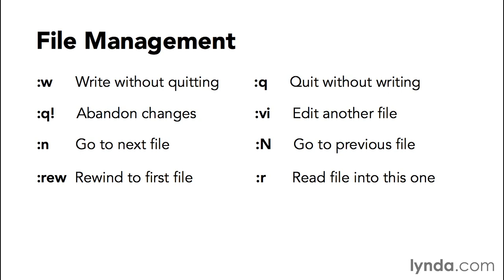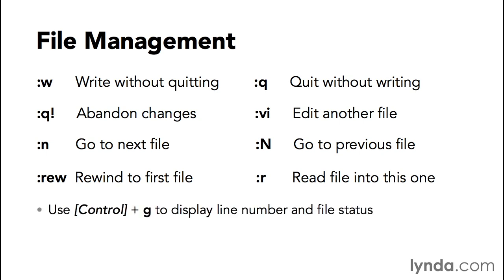Finally, I'll mention the :r command. This one's different from the rest in that it reads a file from the disk and inserts it into the file that you're currently editing right below the current cursor position. One additional command that's very important for file management is Control-G. If you type Control-G in command mode, it will display the file name, the line number, the column number, and the current status of the file, whether it's modified or not, at the bottom of the screen.